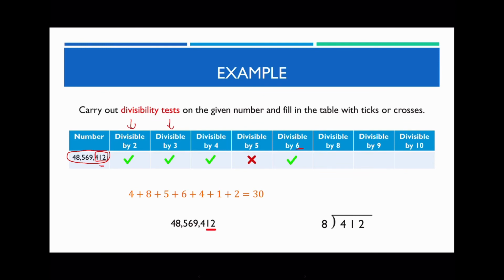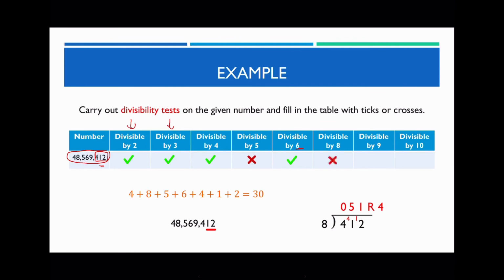So if I perform the division algorithm, how many times can 8 go into 4? That'd be 0, remainder 4 in this case over here. How many times can 8 go into 41? That'd be 5 times with a remainder of 1. How many times can 8 go into 12? That would therefore be 1 with a remainder 4 in this case. And because I'm getting remainders, therefore this indicates that this number is not divisible by 8 whatsoever.